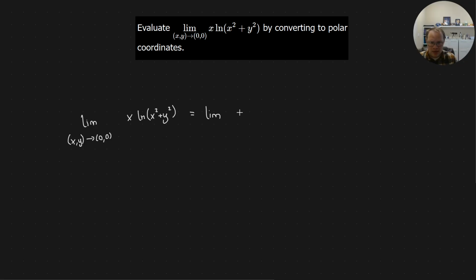That means x becomes r times cosine of theta, and natural log of x squared plus y squared becomes natural log of r squared. All right?